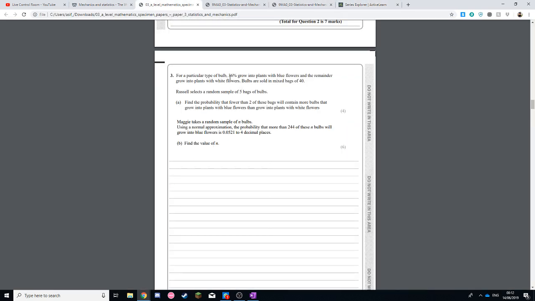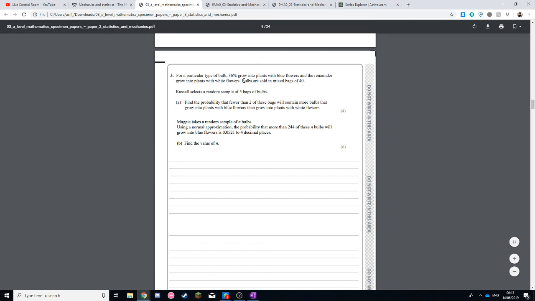You do one binomial expansion with n equals 40, p equals 0.36, and find the probability that the number of blue flowers is greater than 50. The reason you want it to be greater than 50 is because that's the condition on the type of bag you want. One bag will have 40 bulbs.